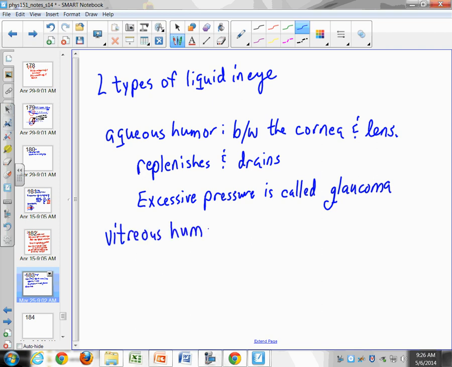This does not drain or replenish. It's not replaced, which I find kind of remarkable that this part of your eye has been around ever since you were born. Isn't that cool? Yeah, so it's not replenished. And this acts to help keep the shape of the eyeball. It has a number of other purposes, but one of the primary purposes is to help keep the shape of the eyeball.